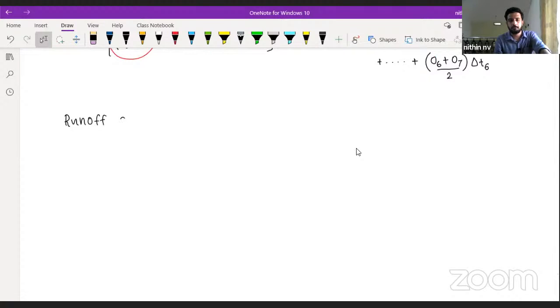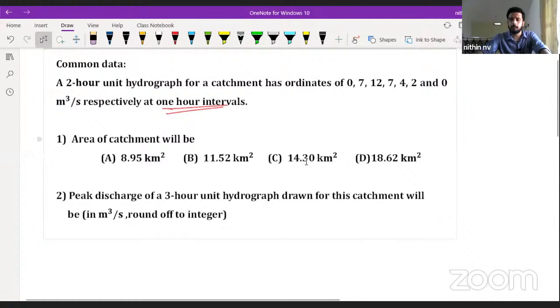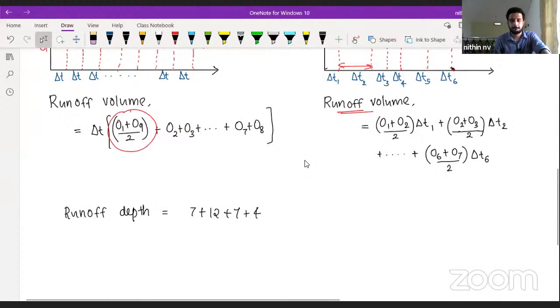The runoff depth is equal to, everyone please comment how much you are getting now. You might be already getting it. So 7 plus 12 plus 7 plus. Please calculate and tell me how much you are getting. Now see, very important one thing. All these things are in meter cube per second. This is another point students used to make mistake.